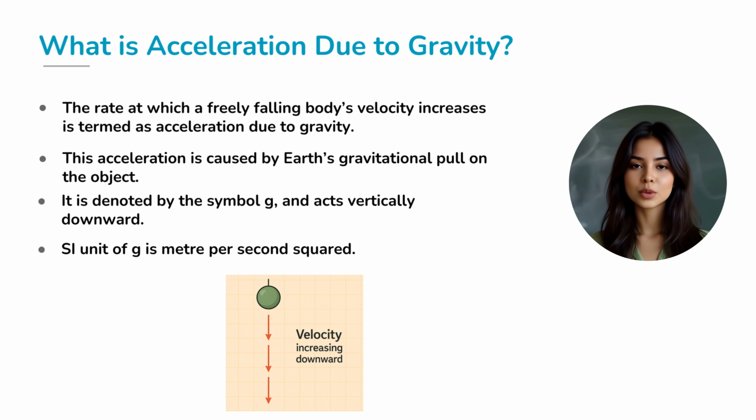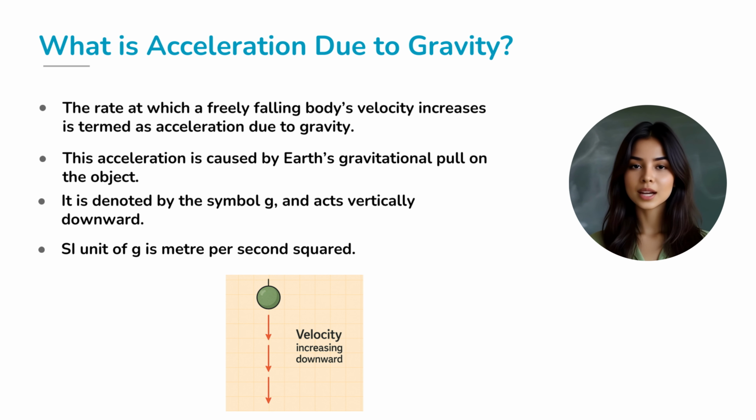It is the rate at which the velocity of a freely falling body increases due to Earth's gravitational attraction. We use the symbol g to represent this acceleration, and it always acts vertically downward toward the center of the Earth. In the SI system, its unit is meters per second squared.